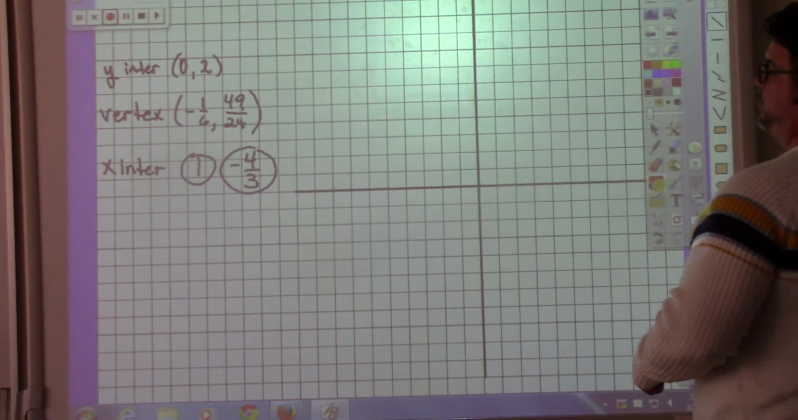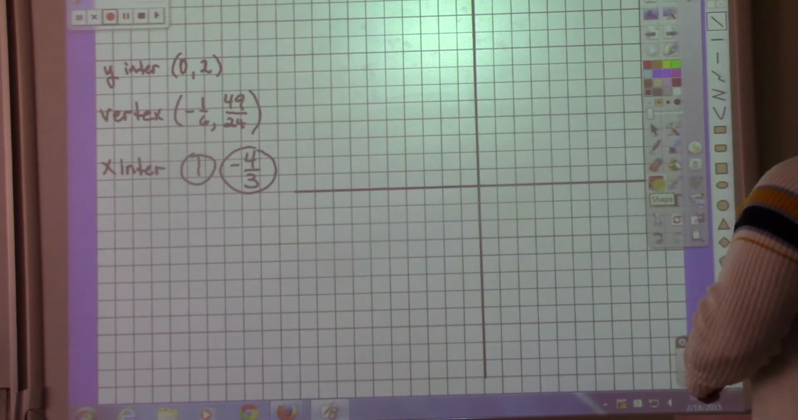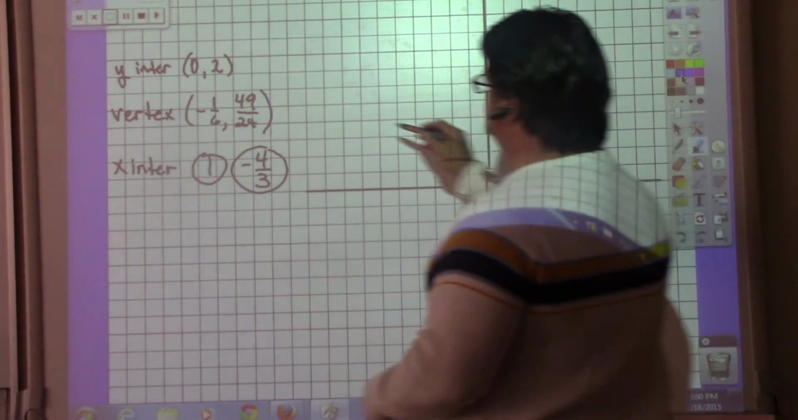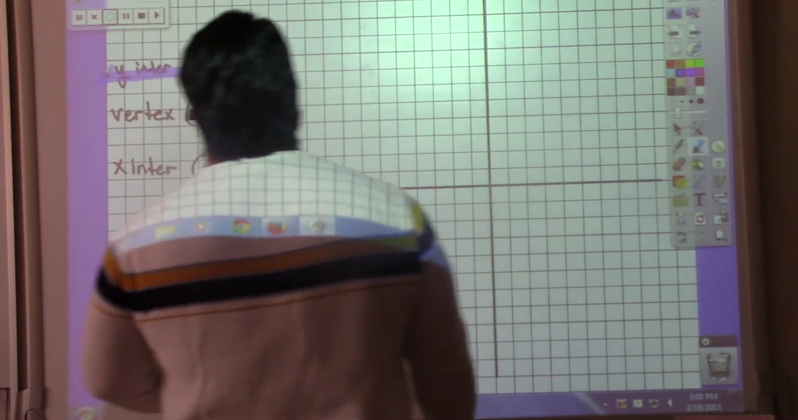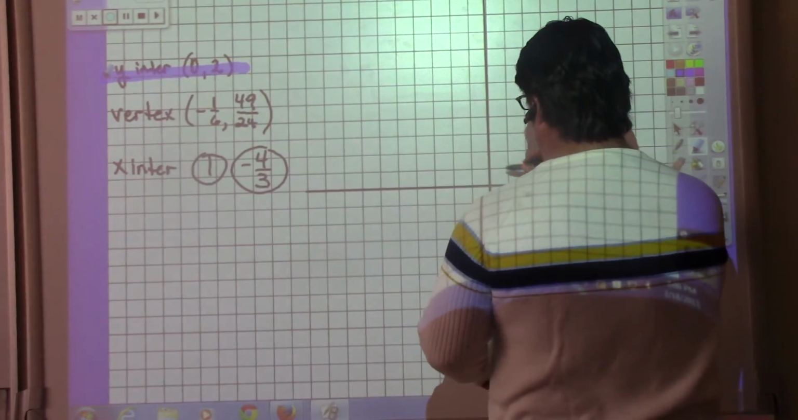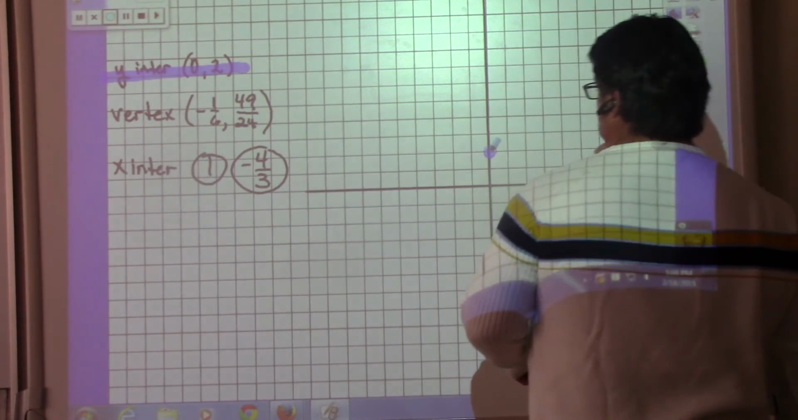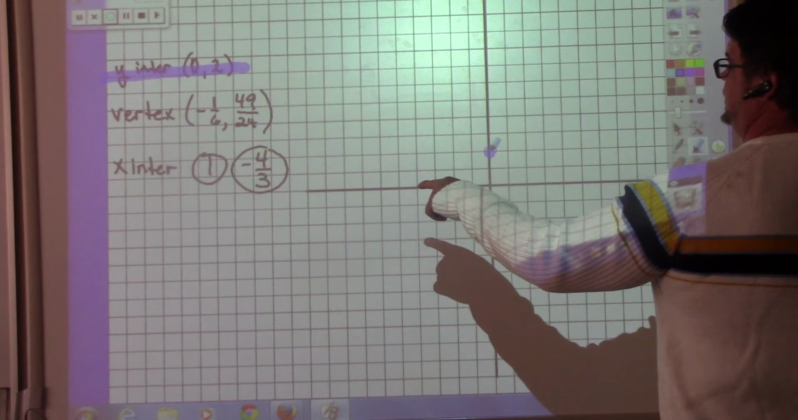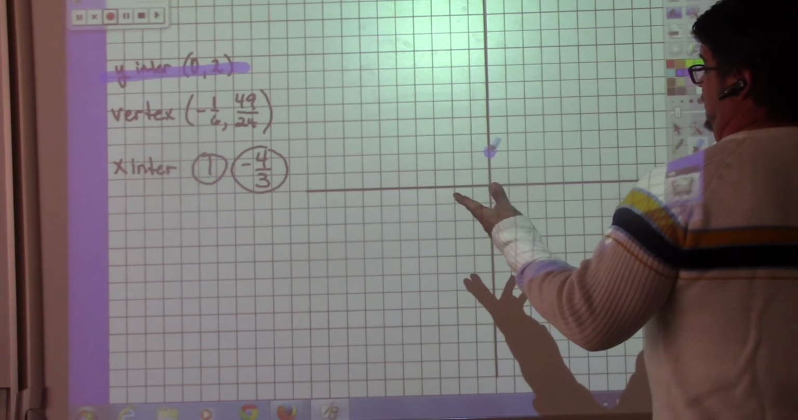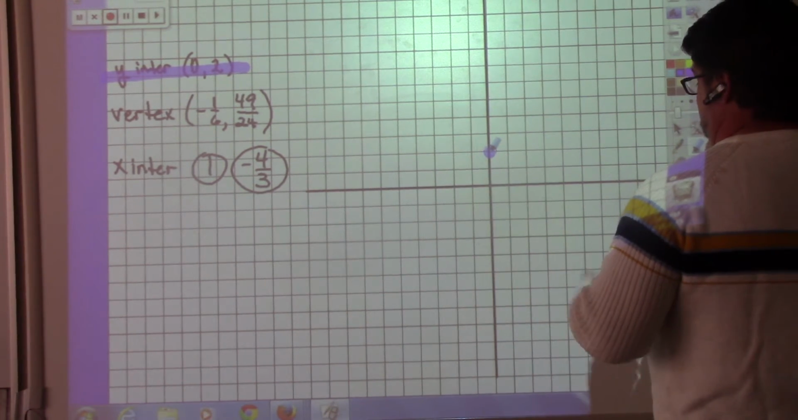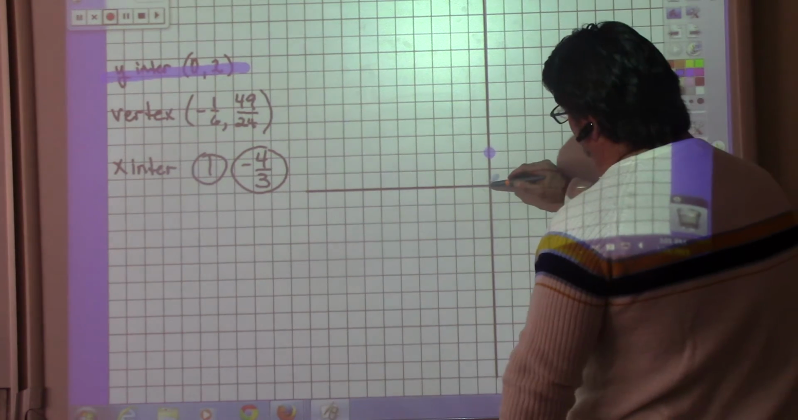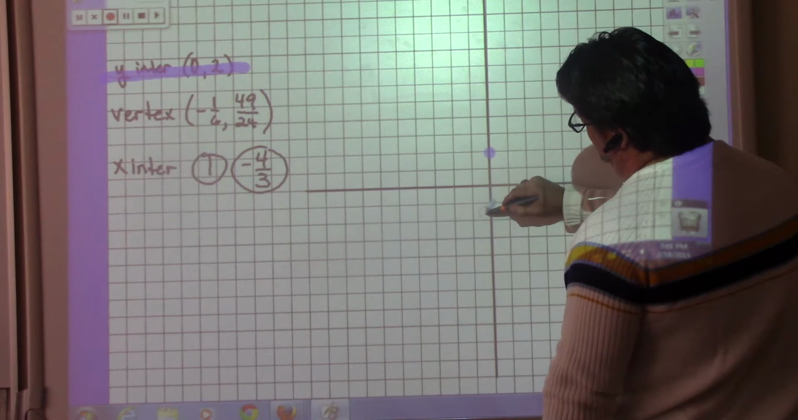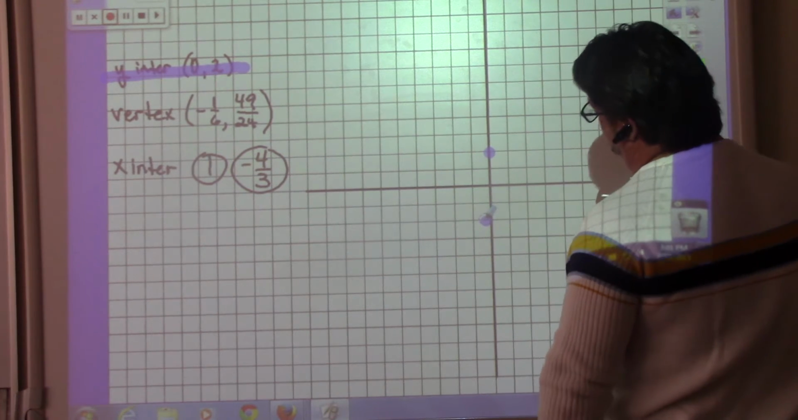There's your graph. And we got a y-intercept of (0, 2). And we've got a vertex of negative 1/6, which would be to the left. And what, 24 and 24 is 48, so that's negative 2. So the vertex is negative 1/8, and negative 2 is close enough for government work.